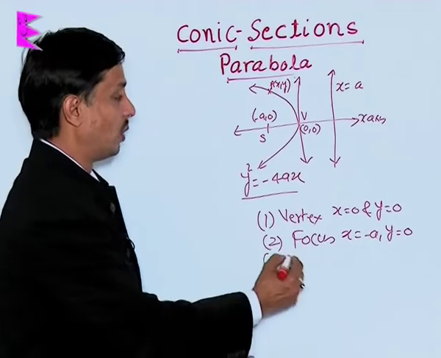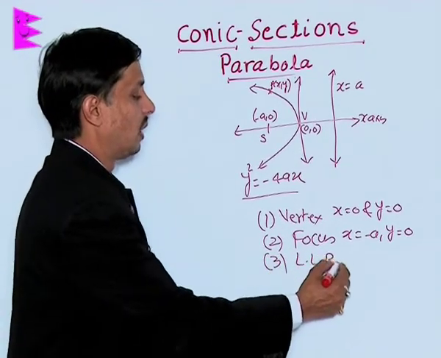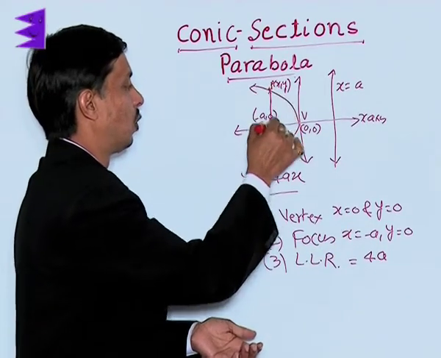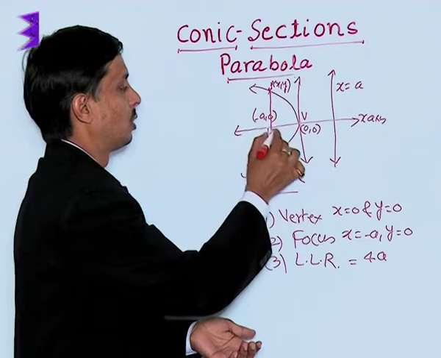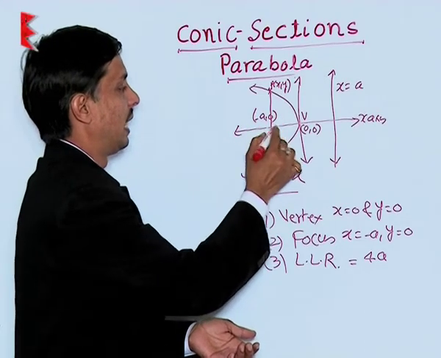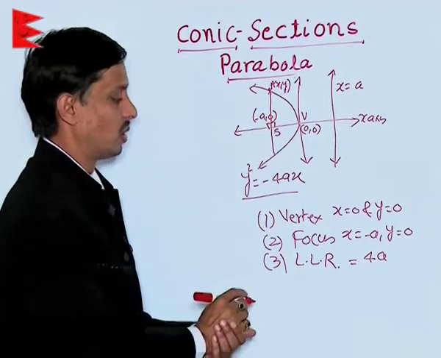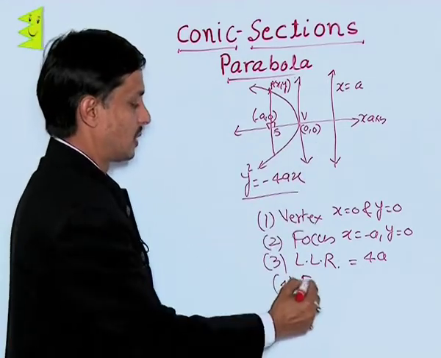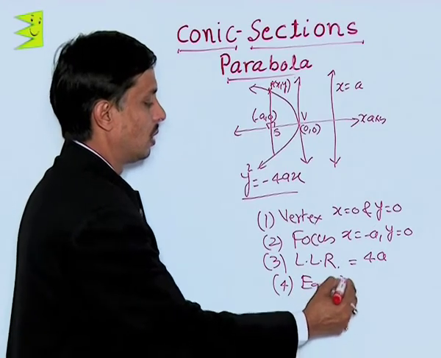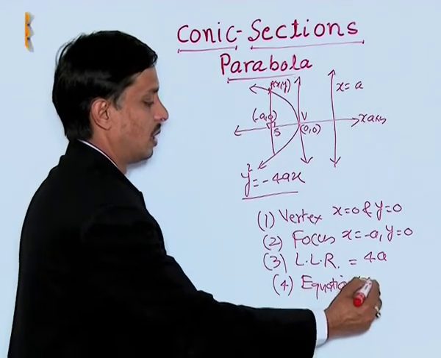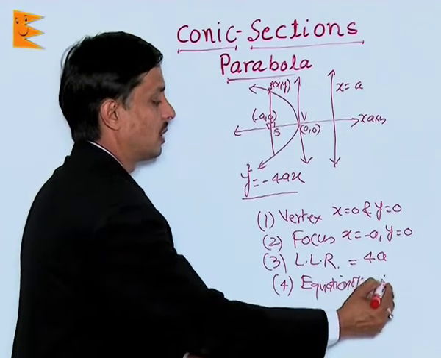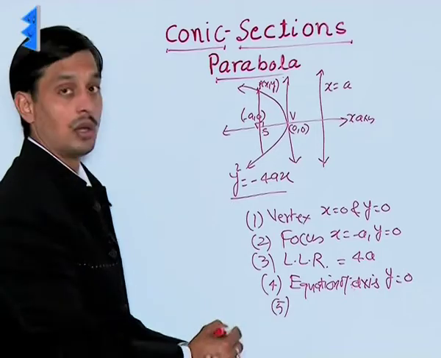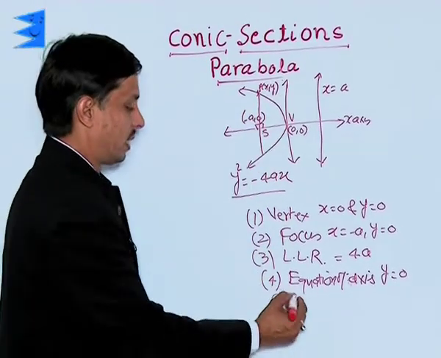Then I want to tell you what is its length of latus rectum, LLR. LLR is again the same, that is 4a, the chord passing through the focus S and perpendicular to the axis. Next, what is the equation of axis? The equation of axis is again the x-axis, that is y equals 0.